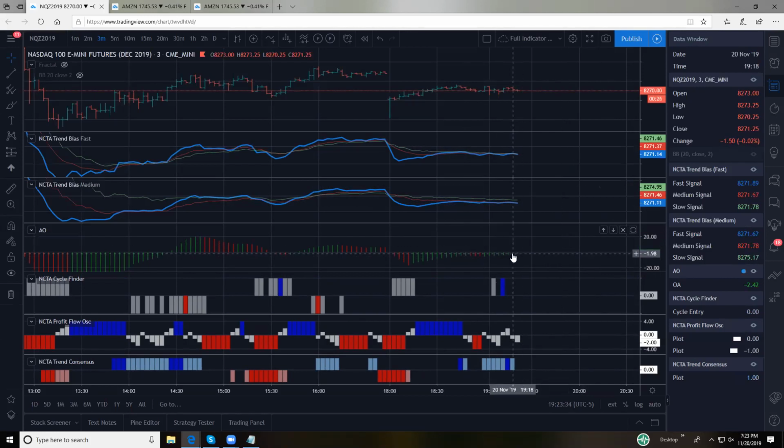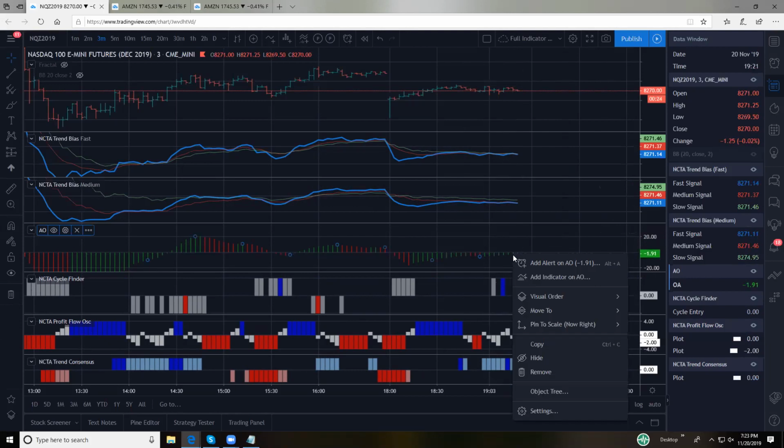There's a few ways you can do this. You can right click on any of the AO bars. It has to be on the bar. And you go down to the move to and then choose existing pane above.